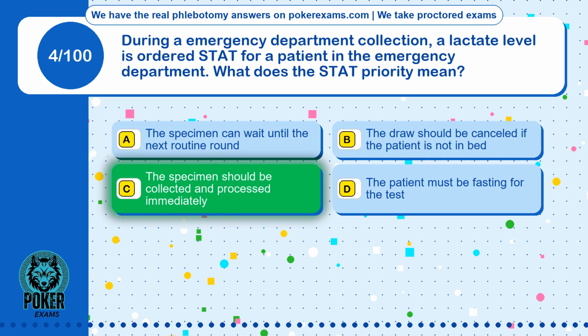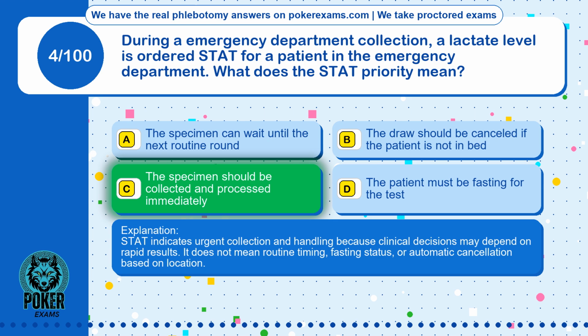The correct answer is option C. The specimen should be collected and processed immediately. Stat indicates urgent collection and handling because clinical decisions may depend on rapid results. It does not mean routine timing, fasting status, or automatic cancellation based on location.